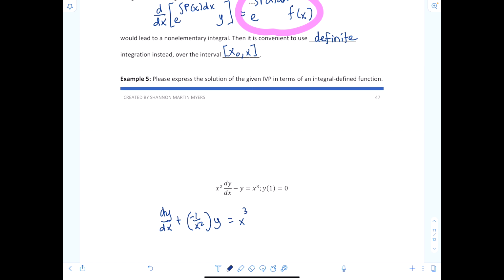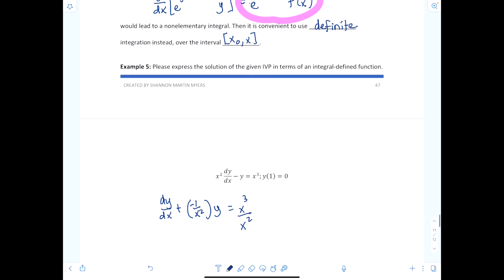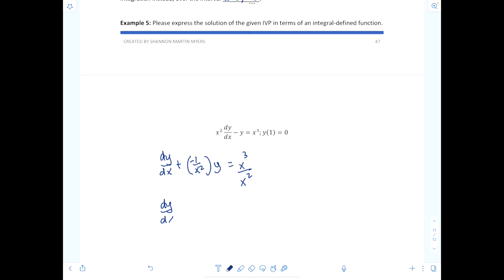But I also have to divide that one by x squared. So that leaves me with dy dx plus negative 1 over x squared times y is equal to x. So going through our little procedure, we have f of x is x, p of x is negative 1 over x squared. So y at 1 is 0.